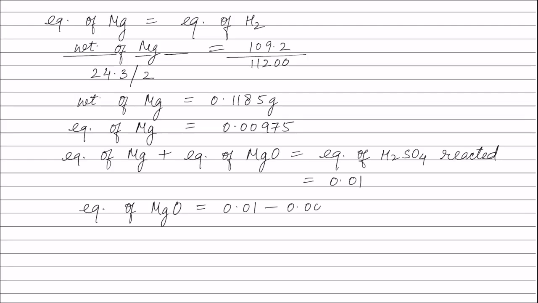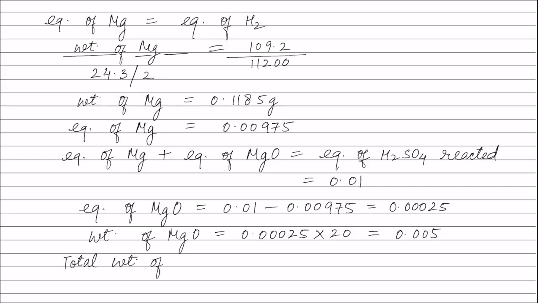which is equal to 0.00975, and this is equal to 0.00025 equivalents. Therefore, weight of magnesium oxide is equal to equivalence of magnesium oxide, that is 0.00025, into equivalent weight of magnesium oxide, that is 20, and this is equal to 0.005 grams.